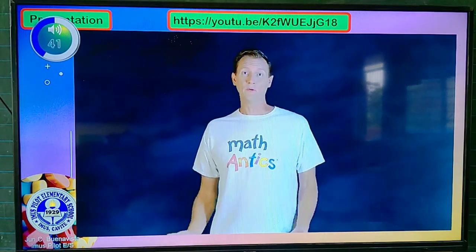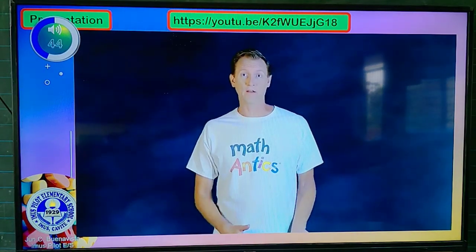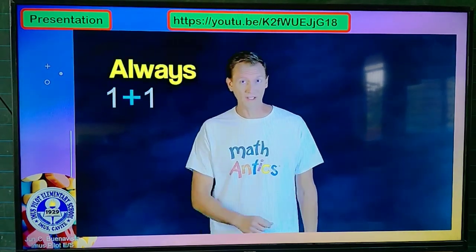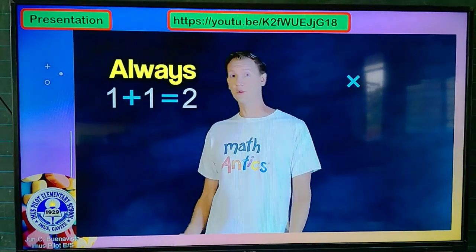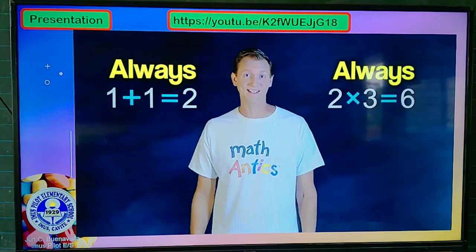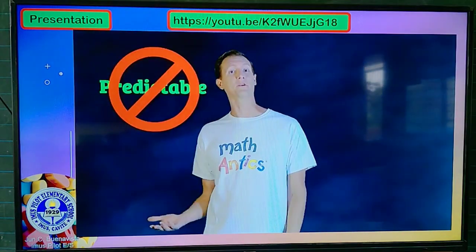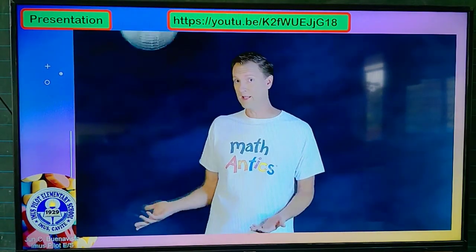Usually in math, we deal with things that always happen the same way. They're completely certain. Like if you add 1 and 1, you're always going to get 2. If you multiply 2 and 3, you're always going to get 6. There's no uncertainty at all. But in the real world, things aren't always so predictable. Take a coin toss, for example. We can't predict whether it'll be heads or tails.